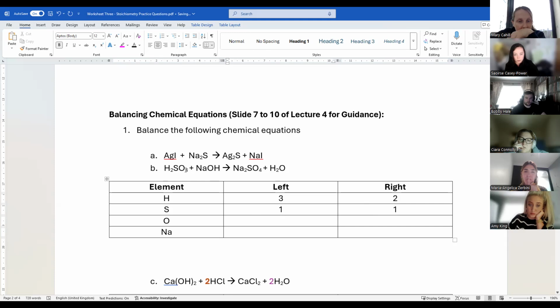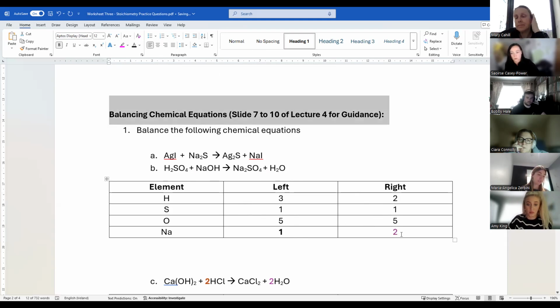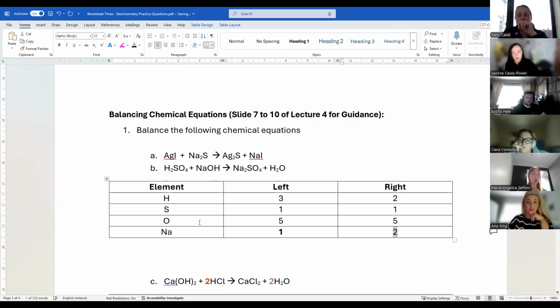Oxygen then, so I have four in my H2SO4 and one in sodium hydroxide, so that will be five in total. And then on the left-hand side, I also have five there as well. Four oxygens there, one for my water, so five in total. Sodium then, by the looks of it, I just have one on the left and then two on the right. Can everyone see where I'm getting those from, yeah?